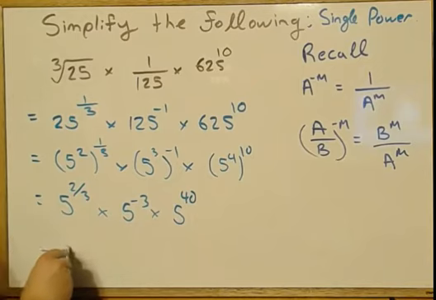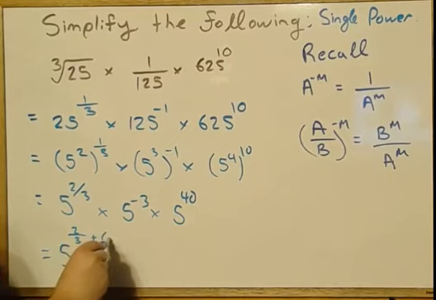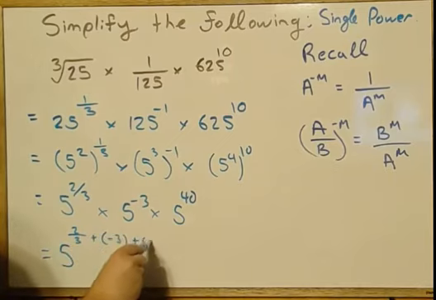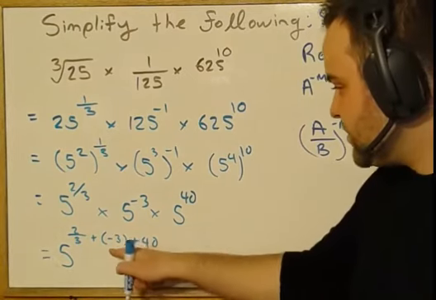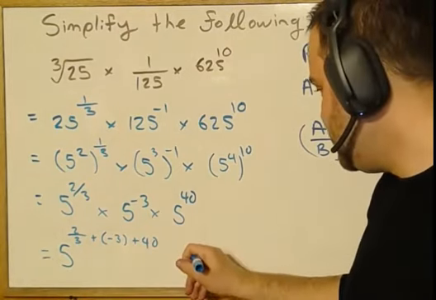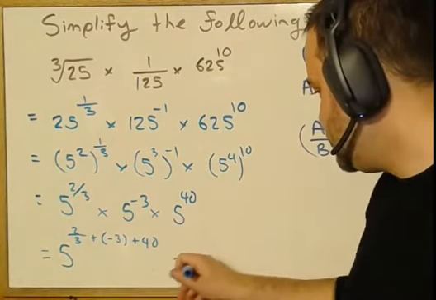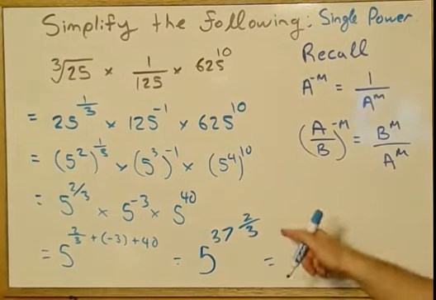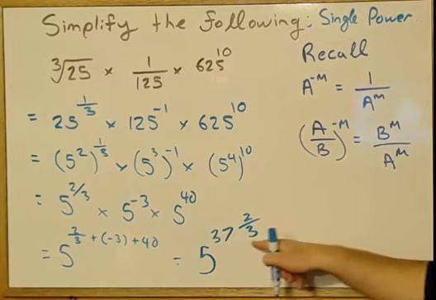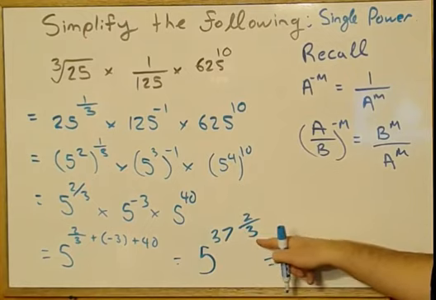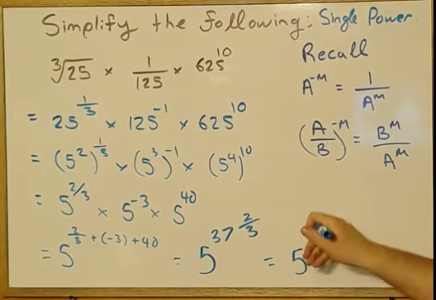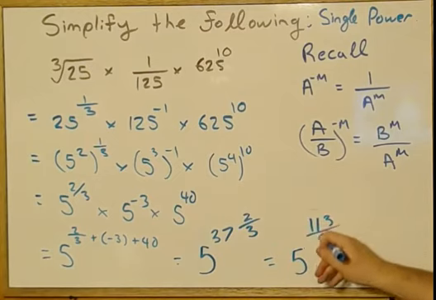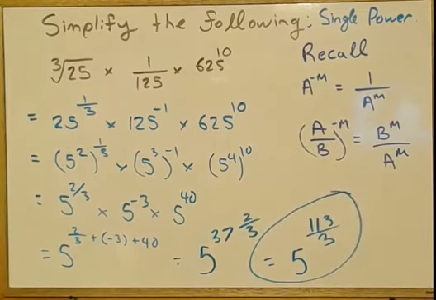Since these are all the same base, we can just add the exponents. So this will be 2/3 plus negative 3 plus 40. Okay, so negative 3 plus 40 is going to be 37. So this will be 5 to the power of 37 and 2/3. We never leave mixed numbers; this is just a convenient way to simplify it. So turning this into an improper fraction, we go 37 times 3, which is 111, plus 2. So this will be 5 to the power of 113 over 3. And there is our simplified power.